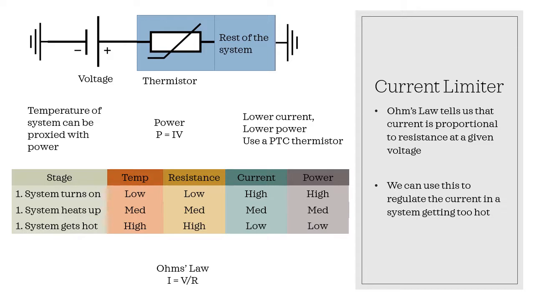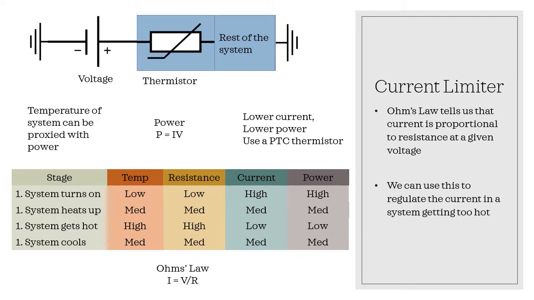This is not enough decrease in power, so the system continues to heat. So we have a higher resistance and a lower current and then lower power output. Now our current is low enough that the power output is such that the system begins to cool, the temperature goes down, and the resistance goes back to the medium level, and the current returns to its medium level.